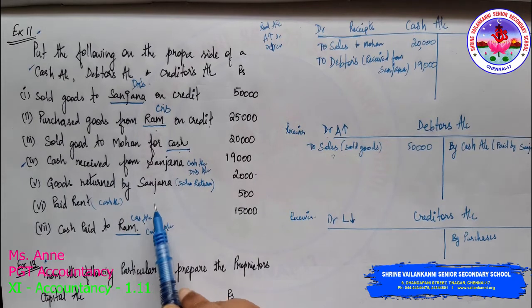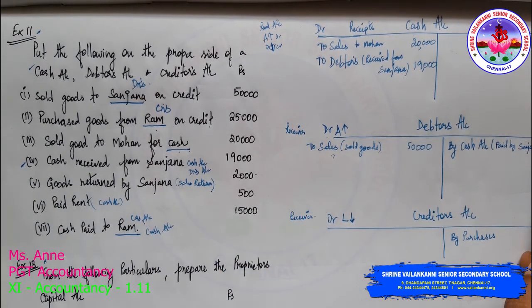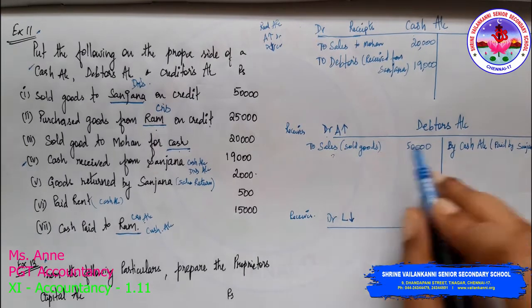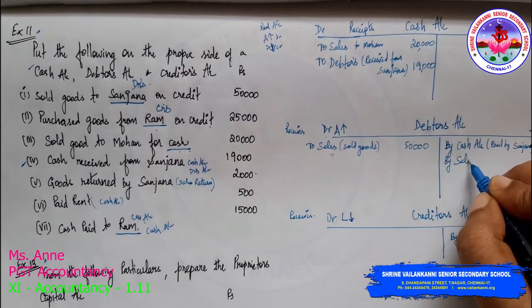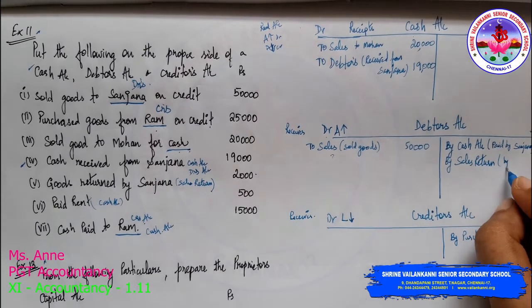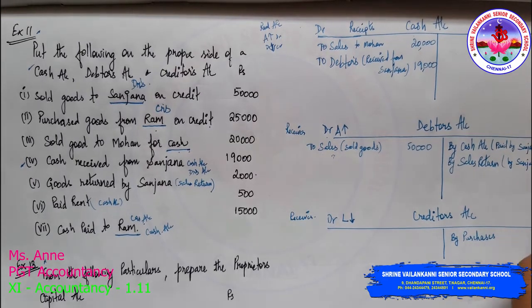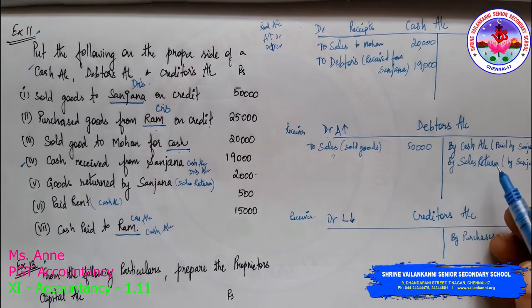Goods returned by Sanjana. Now we have sold some goods. For a few goods she has paid, but a few goods she didn't like, so she is going to return. The opposite treatment of sales will be for sales return. So by sales return by Sanjana. Okay, so you'll write it as 2,000 here. I'll tell you the logic also.